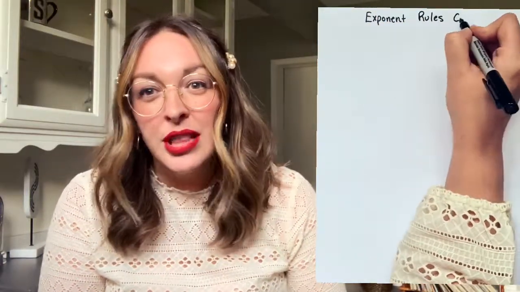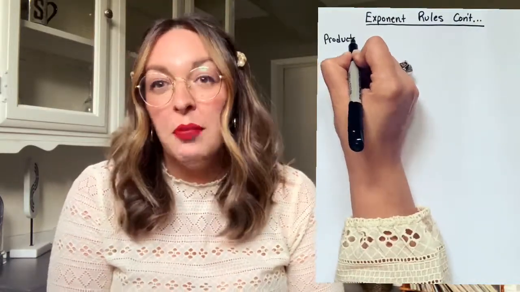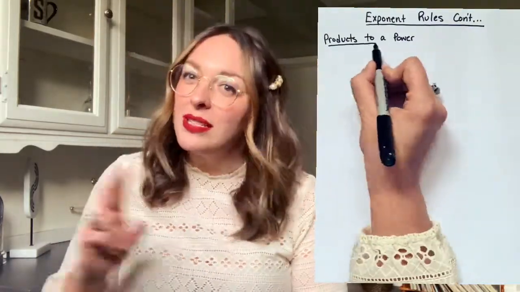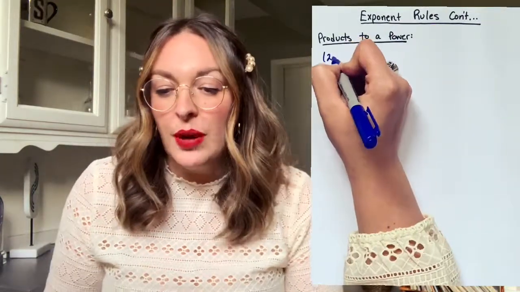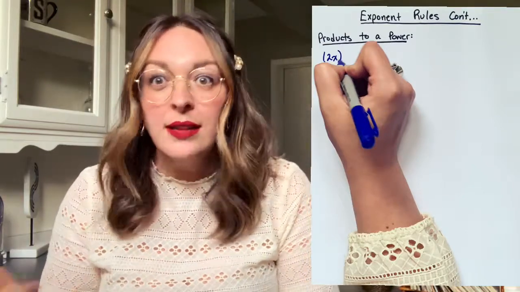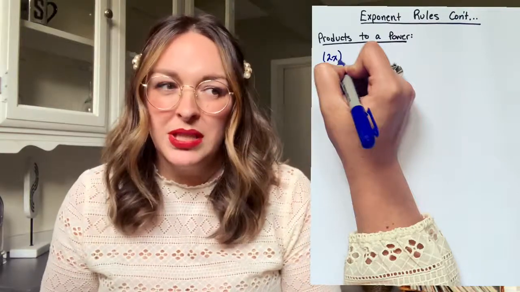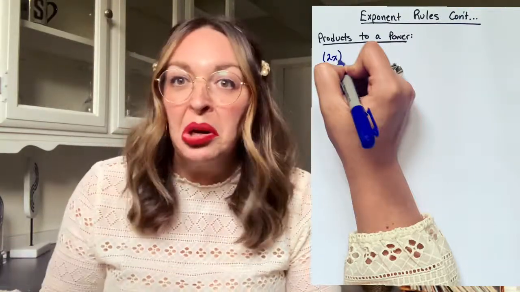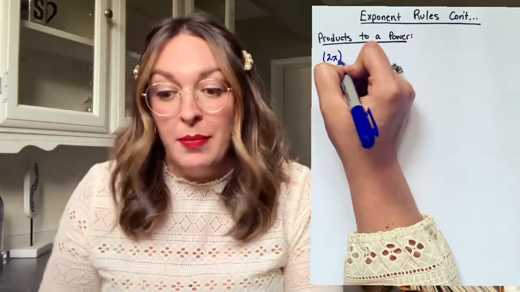First, I'm going to go over products to a power. So we have a power or an exponent, and we're raising it to a product. Remember, a product is two things that are being multiplied together. So when would this be a situation? Well, say we have 2x. 2x means 2 times x, so we're technically multiplying them together. So they're a product, but we can't actually multiply them together because they're a number and a letter. We just can't. So say I take that to a power, say the power of 3.